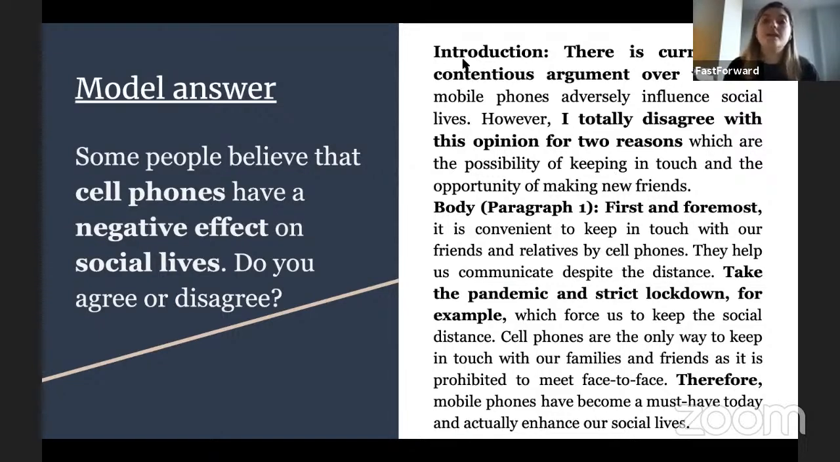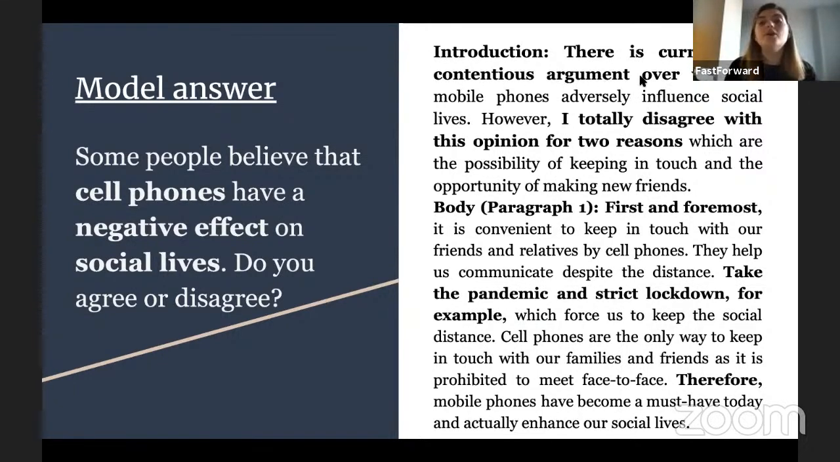So you can see on the screen, introduction. This is one paragraph right here, literally 2 sentences I talked about before, okay? How to start, right? You see that I highlighted for you here the literal transition structures which I mentioned, and I literally start from that. Okay, I'm saying there is currently a contentious argument over whether, right? This is just more academic.